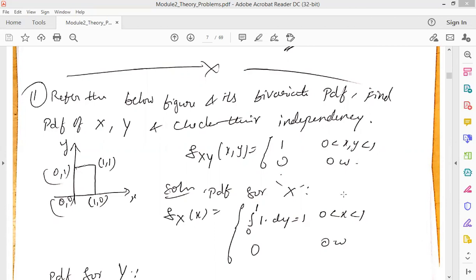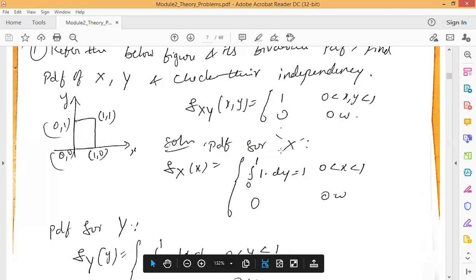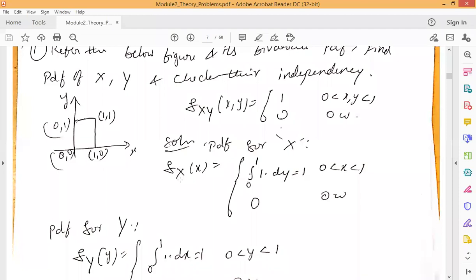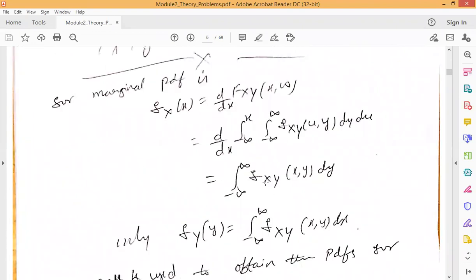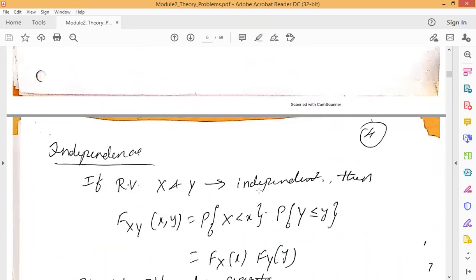Here the marginal PDF for the random variable x can be represented as f_X of x. So how are you going to obtain this? As we have seen, f_X of x is obtained by using this equation. I'll just show the equation once again. Here f_X of x is obtained by integrating the PDF of the bivariate random variable, that is f_XY of x comma y, with respect to y. Using this equation, we are going to solve the given problem.